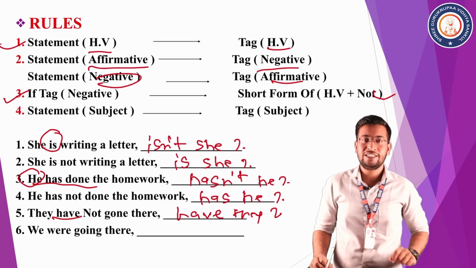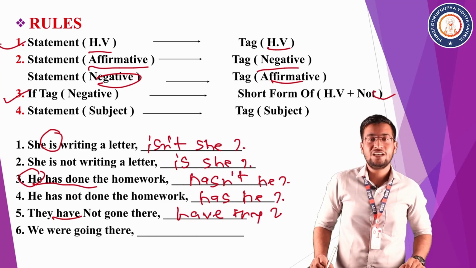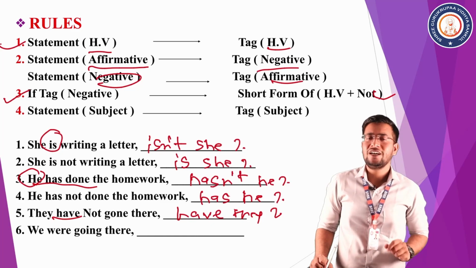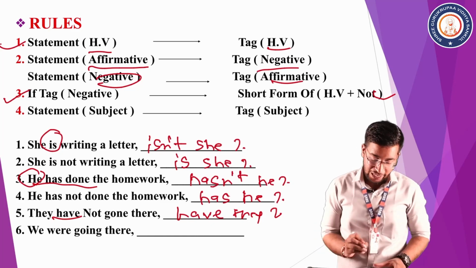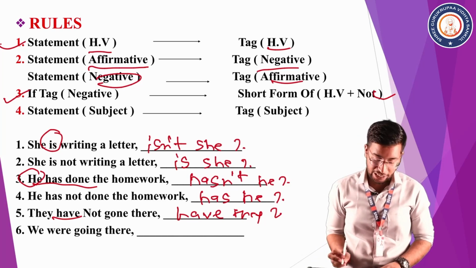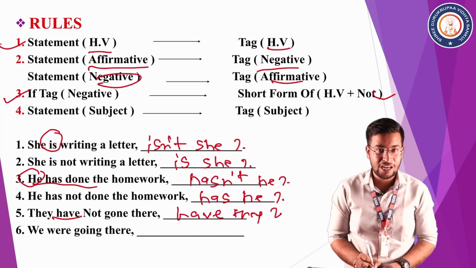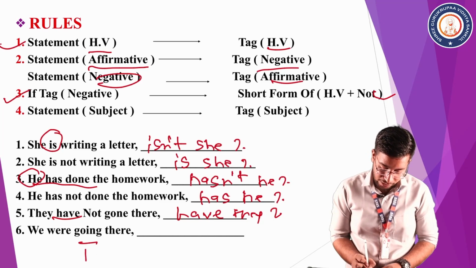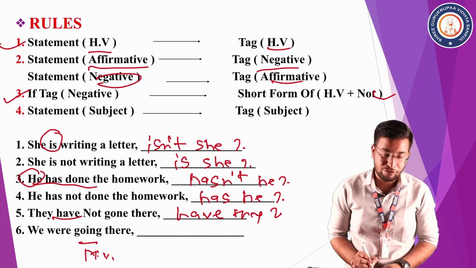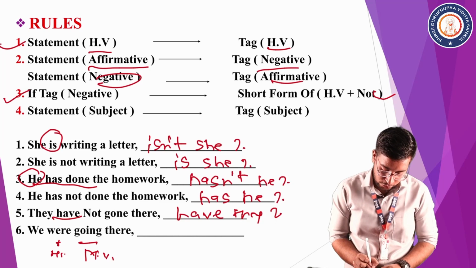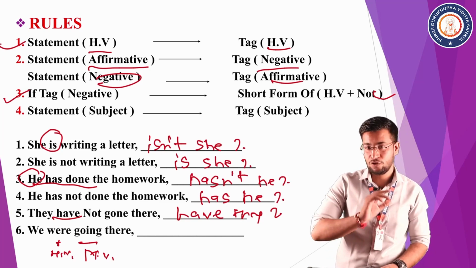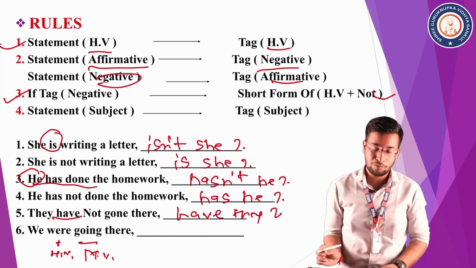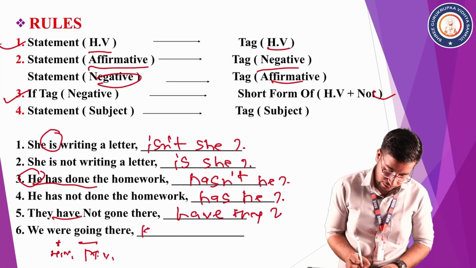Now, let's look at the last example. We were going there. So, in this example, tell me what is the helping verb? I think you are aware of the helping verb and main verb. Let's look at this example very carefully. In this example, we is our subject, going is our main verb. Yes, and were is our helping verb. So, according to our rule number 1, the helping verb of the statement will become the helping verb of the tag. So, it will be were.